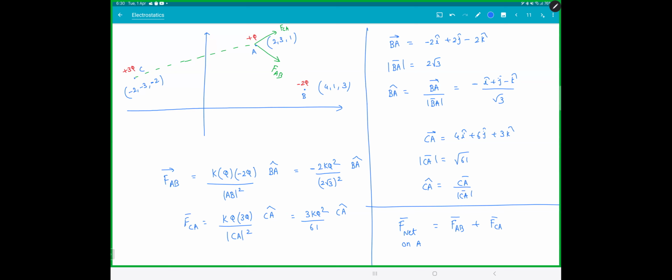Because why do you take FC? Because C and A are repelling, right? The force is from C to A vector, isn't it? The force is going from C to A. C is repelling A, so it will go away from C. B is attracting A, so the vector will come towards B. Sure? That way. So this minus BA cap will become AB cap. So yeah, you can do that. Next one.